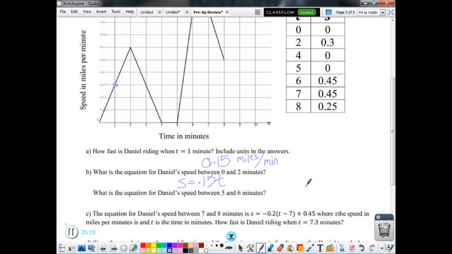You don't have to put plus anything because it's 0. Is it 0.15 or 0.05? It's 0.15. Because think about it. If I plug in 1, I should get 0.15, right? So 1, 0.15. If I plug in 2, what should I get? What's 15 times 2? 30, right? So 0.3. So 2 is at 0.3. Does that make sense?